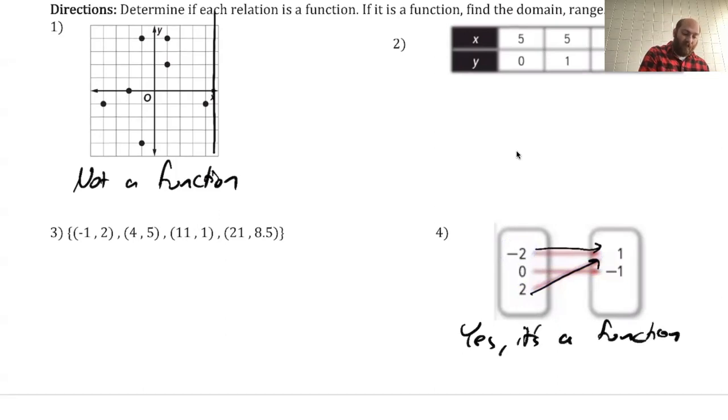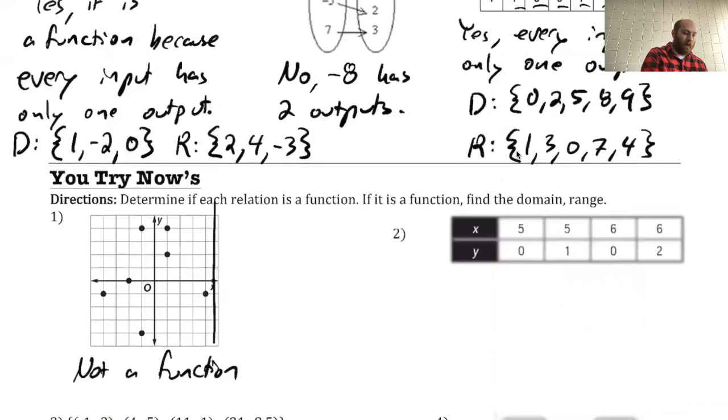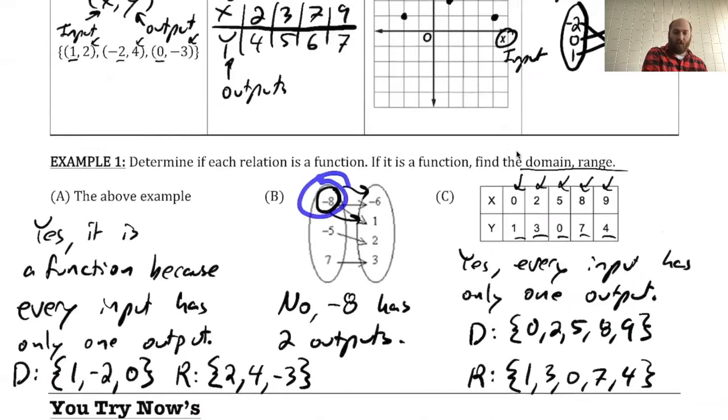Again, every input only has 1 output. It's okay for me to repeat that output. 2 different values of X, or 2 different inputs, can go to the same output. That's fine. When I list that for my domain and range, I have -2, 0, and 2, but for my range, I don't have to write 1 twice. I'll just write 1 and -1. So repeating outputs is totally fine. But if I repeat my inputs like I did earlier, no good.